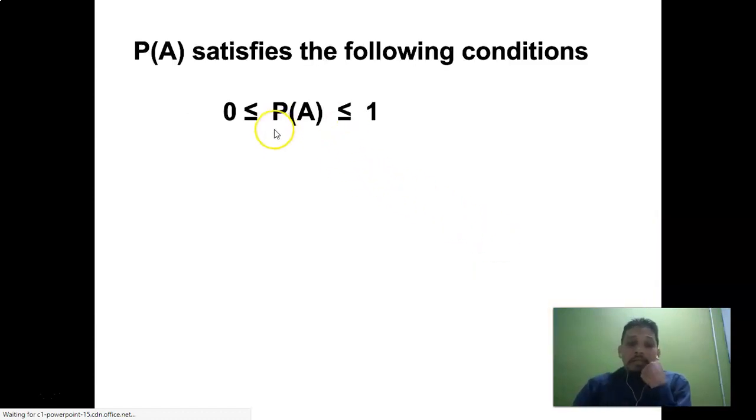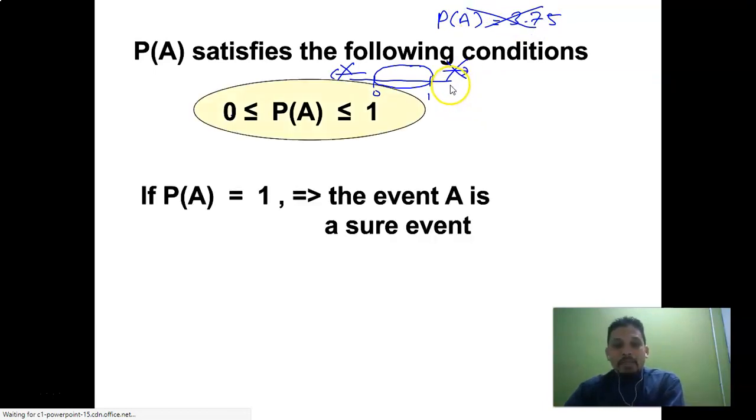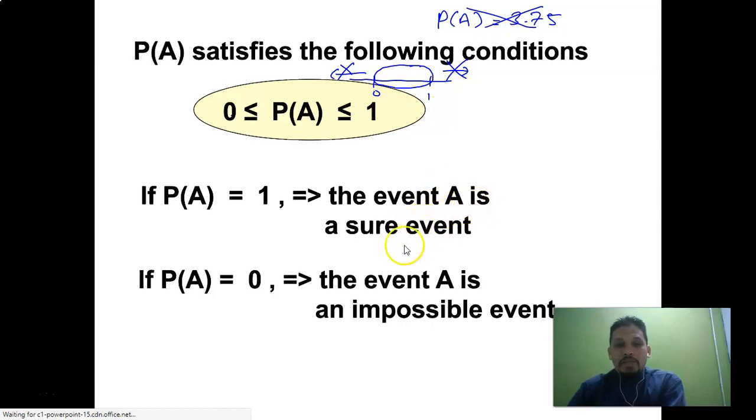Okay, so then the result of probability lies in between, or can be equal to, 0 and less than or equal to 1. If it were probability of A equal to 3.75, 3.75 is greater than 1. Okay, this is 0 until 1. So this is the range of the value of probability. It cannot be here or here. Okay, so this is incorrect. Okay, so probability of A equal to 1, the event of A is a sure event, and if it is 0, then event A is an impossible event.